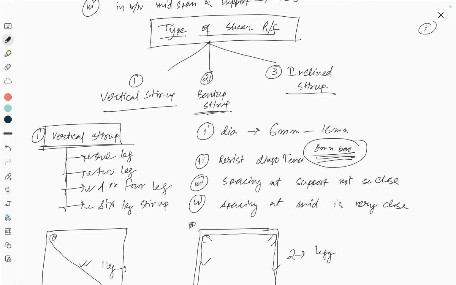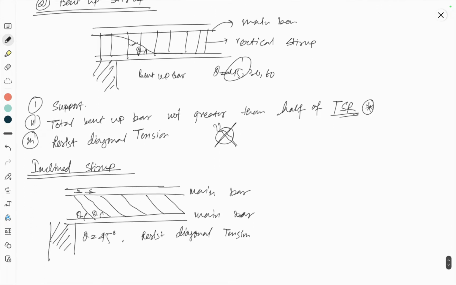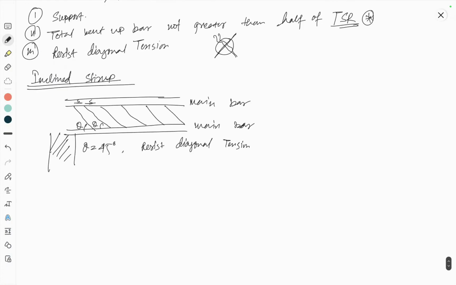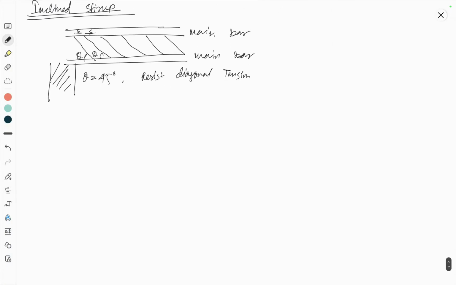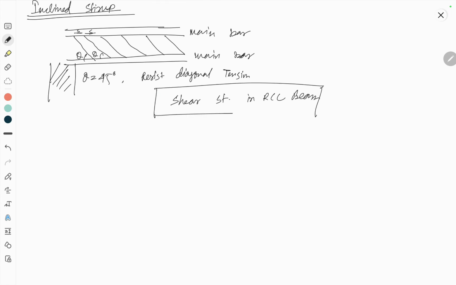In the next video, I will talk about shear strength in RCC beam.